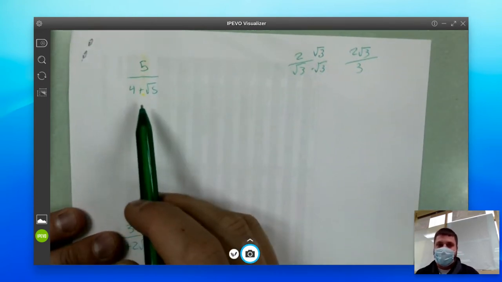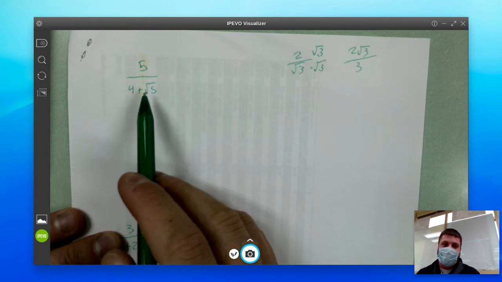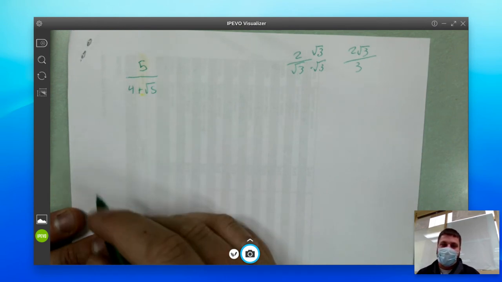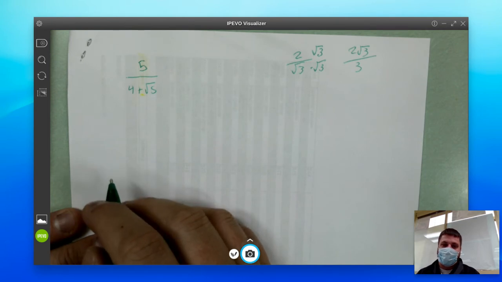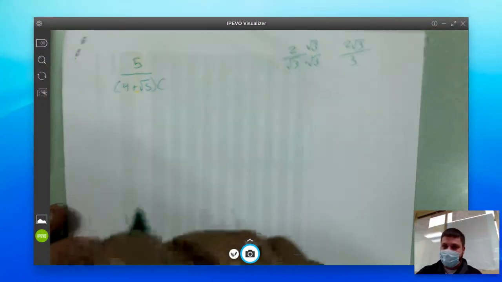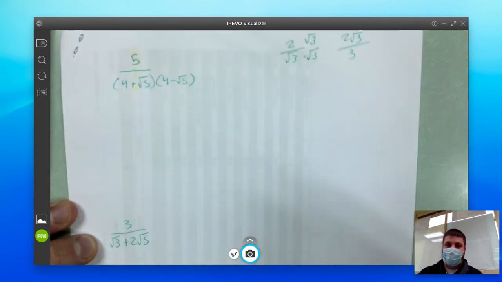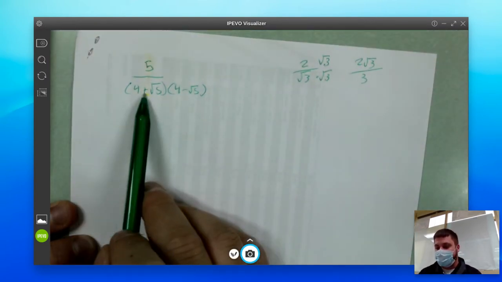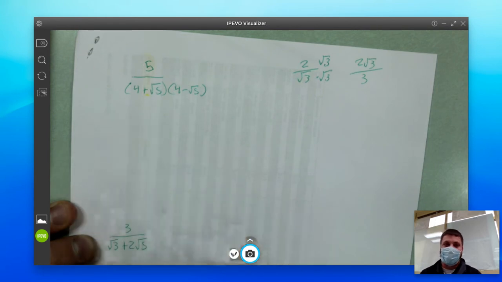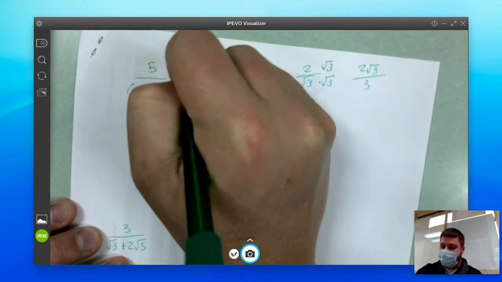When it's a binomial, what we need to do is rely back on our knowledge of conjugates. So anytime we multiply a binomial by its conjugate, all the messy stuff cancels out and we're left with just a regular whole number. So that's what we're going to do here. The conjugate of 4 plus radical 5 is, of course, 4 minus radical 5. Conjugate just means that you switch the plus or minus sign that's in between the two terms of your binomial. So I'm going to do that to the top and bottom.